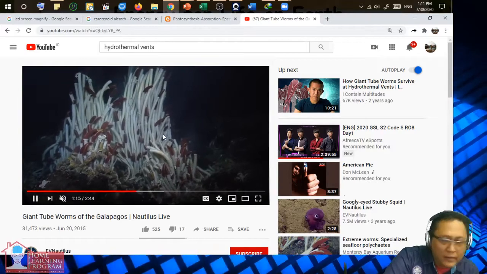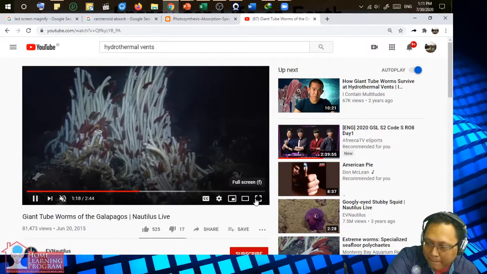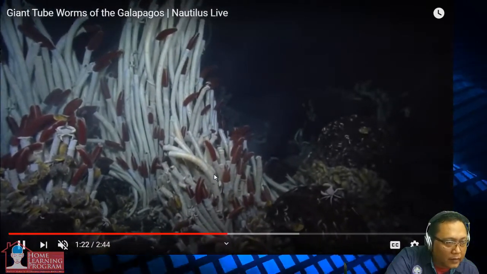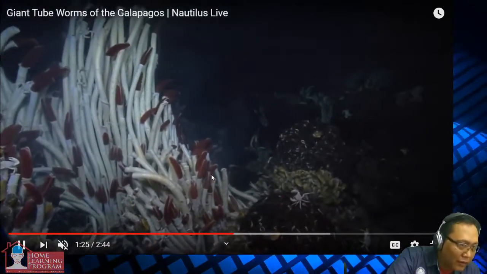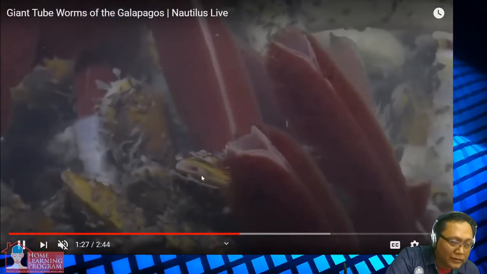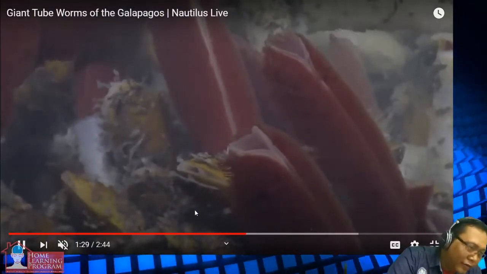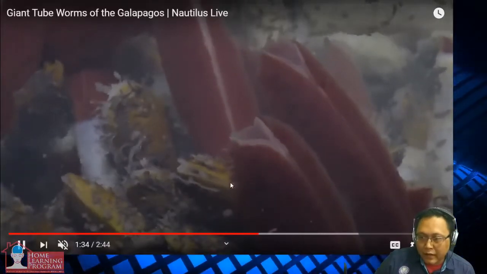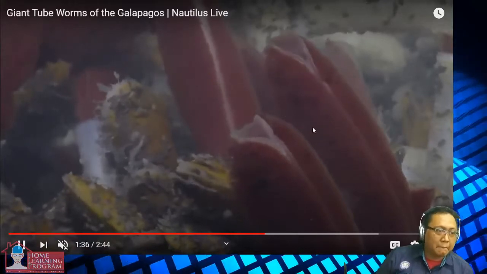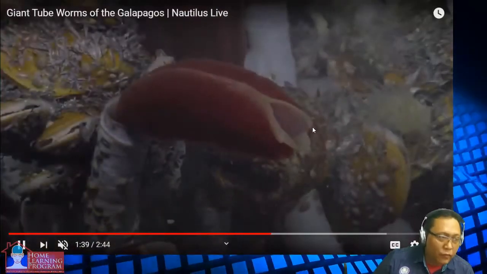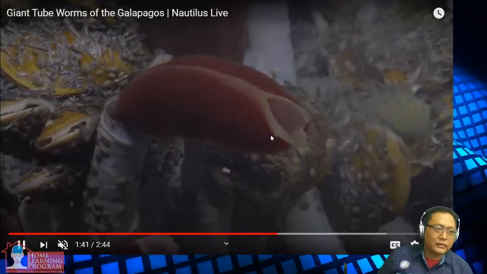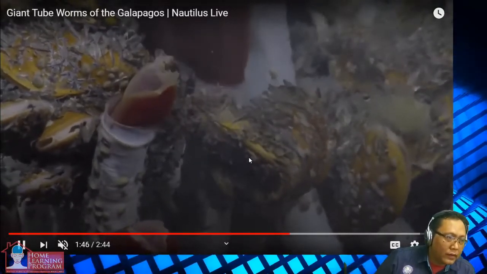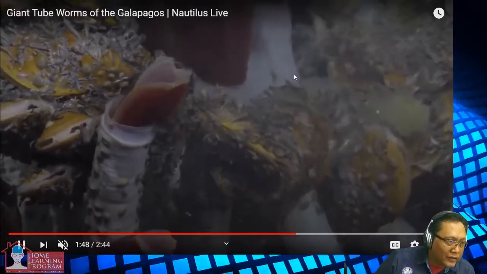Now this is a hydrothermal vent. Hopefully you can see. This is located deep under the surface, thousands of meters, and at that depth, of course, sunlight cannot penetrate. But as you can see here, life makes its way to this place. What you are seeing is a worm. This is a tube worm, and the water is very hot, as you can see here.